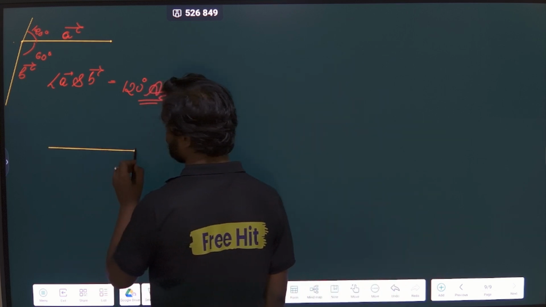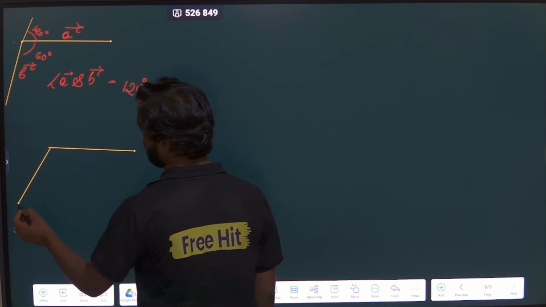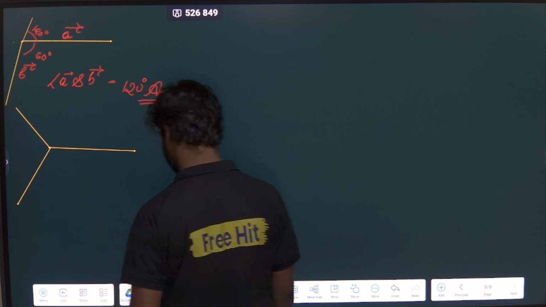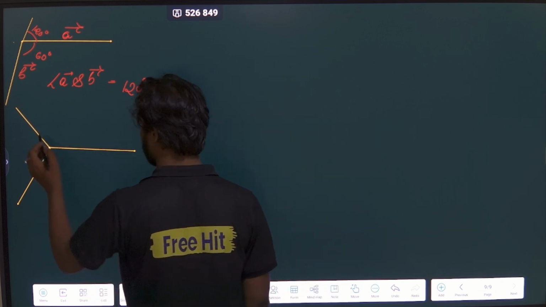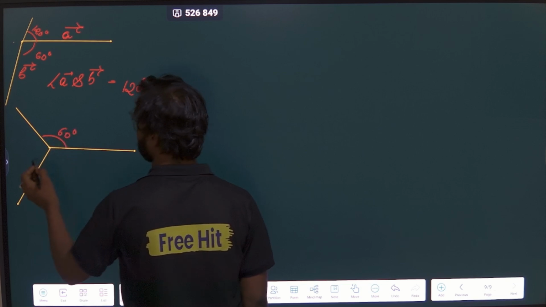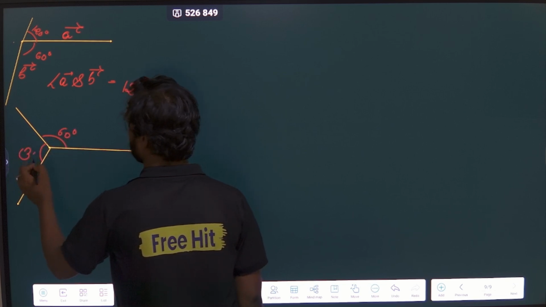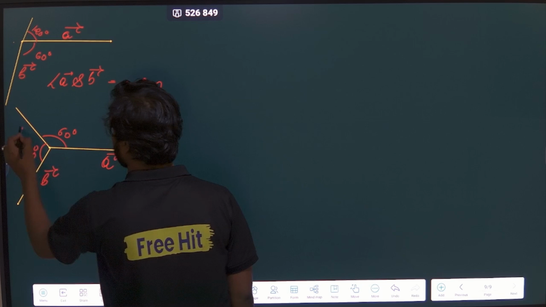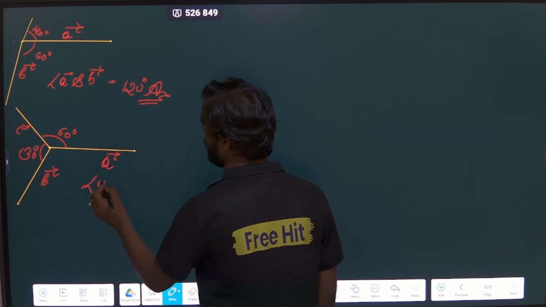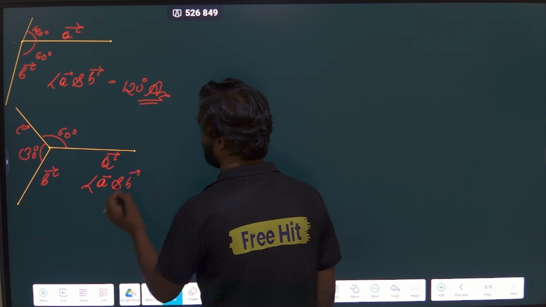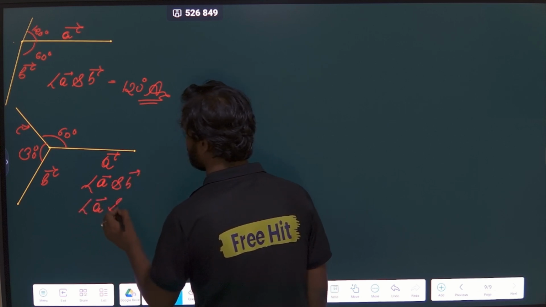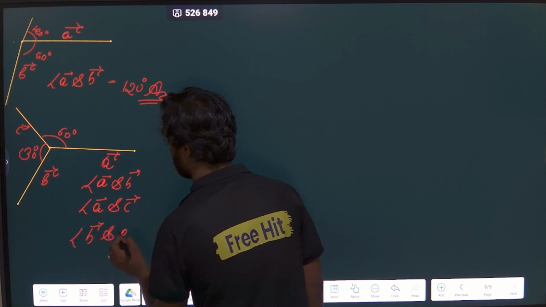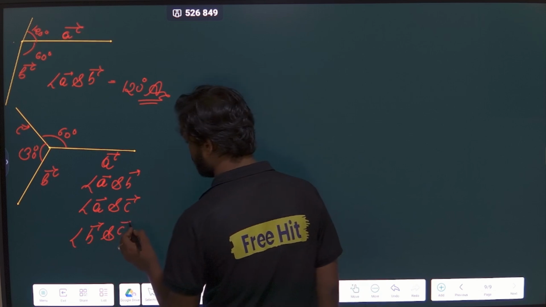Suppose this is one vector A, this is another vector B, and there is another vector C, okay. Suppose this angle is 60 degrees, and this angle is 30 degrees, and this vector is vector A, this vector is vector B, and this vector is vector C. You have to find the angle between vector A and B, then the angle between vector A and C, and the angle between vector B and C. That is my question.